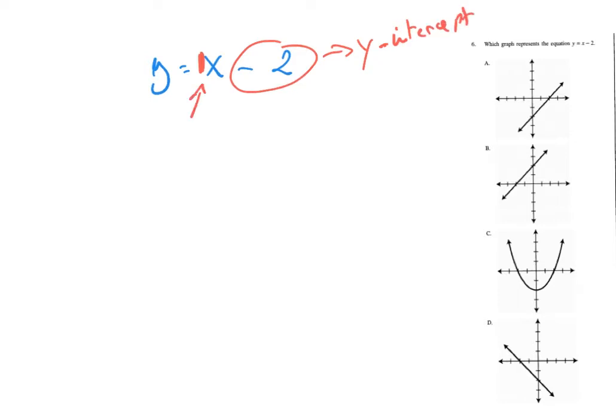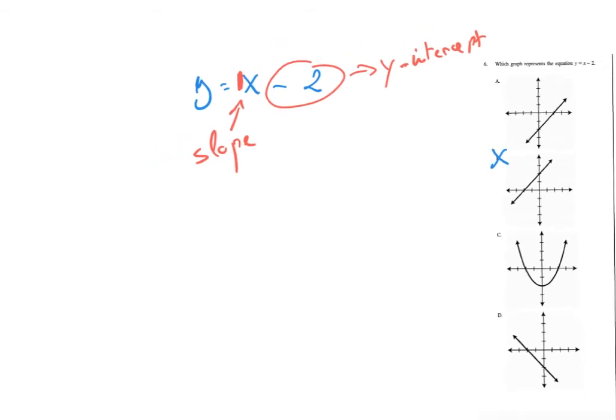And this is called the slope. Right? So, process of elimination. We're going to eliminate B. Why? Because B has the y-intercept of 2. And here the y-intercept is negative 2. We're going to eliminate C.